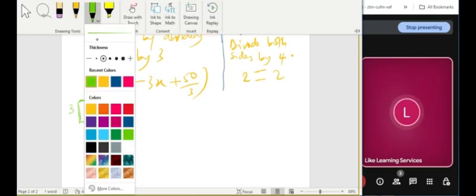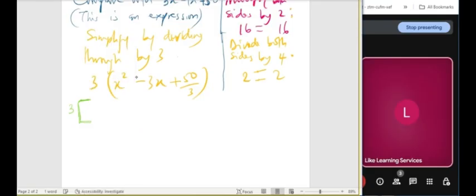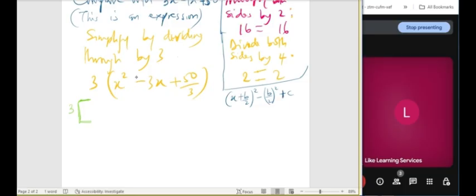Don't forget the rule. Can I remind you? Open the bracket x plus b over 2 squared minus b over 2 squared plus c. Let's go. So put it in here. What's a? What's b? First of all, it's b that is important. Minus 3. b is equal to minus 3. And what's c? 50 over 3.